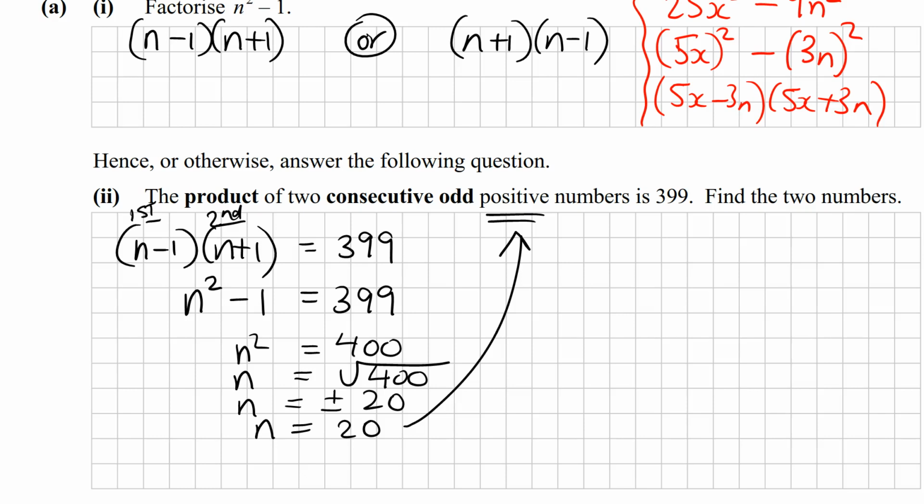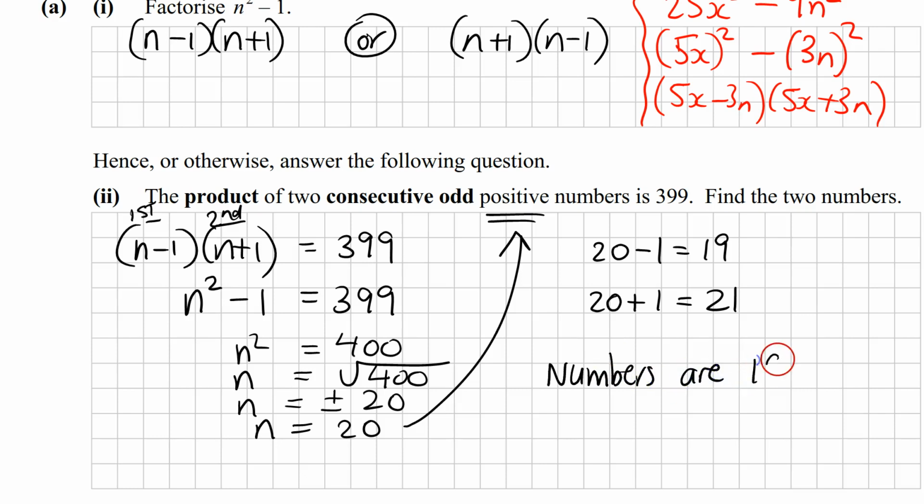Okay, now, have we answered our two numbers? Okay, we haven't got our two numbers yet. So what's our two numbers? We have 20 minus 1, which gives me 19, and 20 plus 1, which gives me 21. So my numbers are 19 and 21.